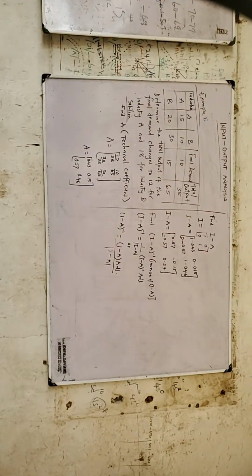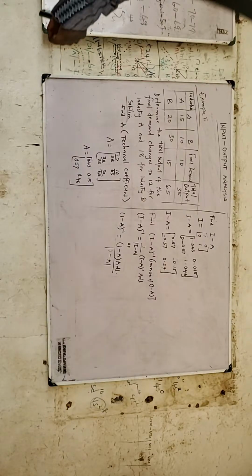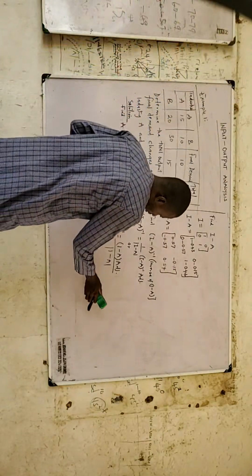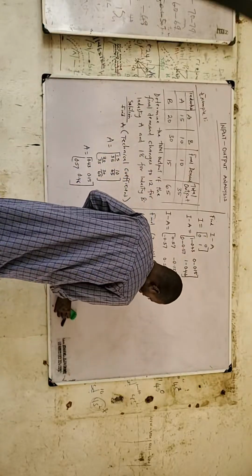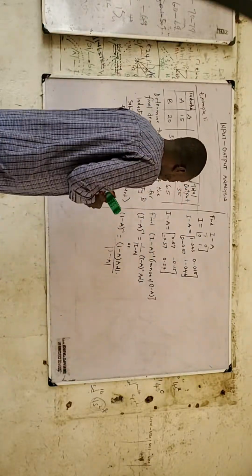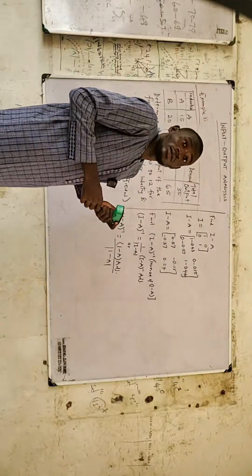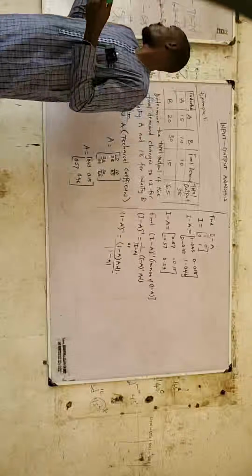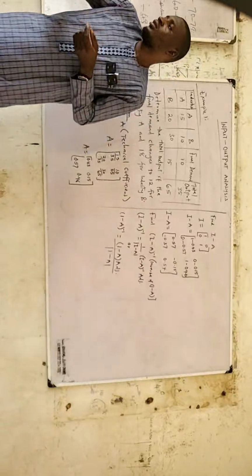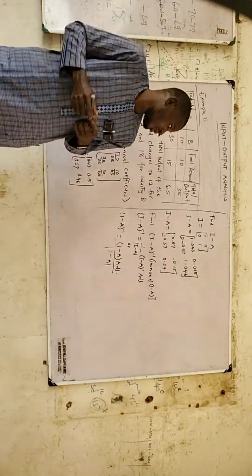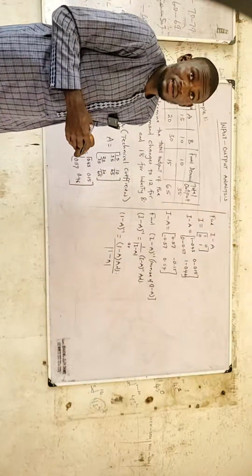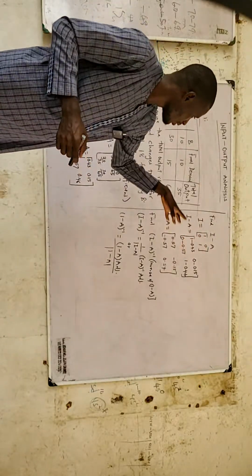So in order to find the determinant, now we'll find the determinant. This place is not clean. This one is found now.